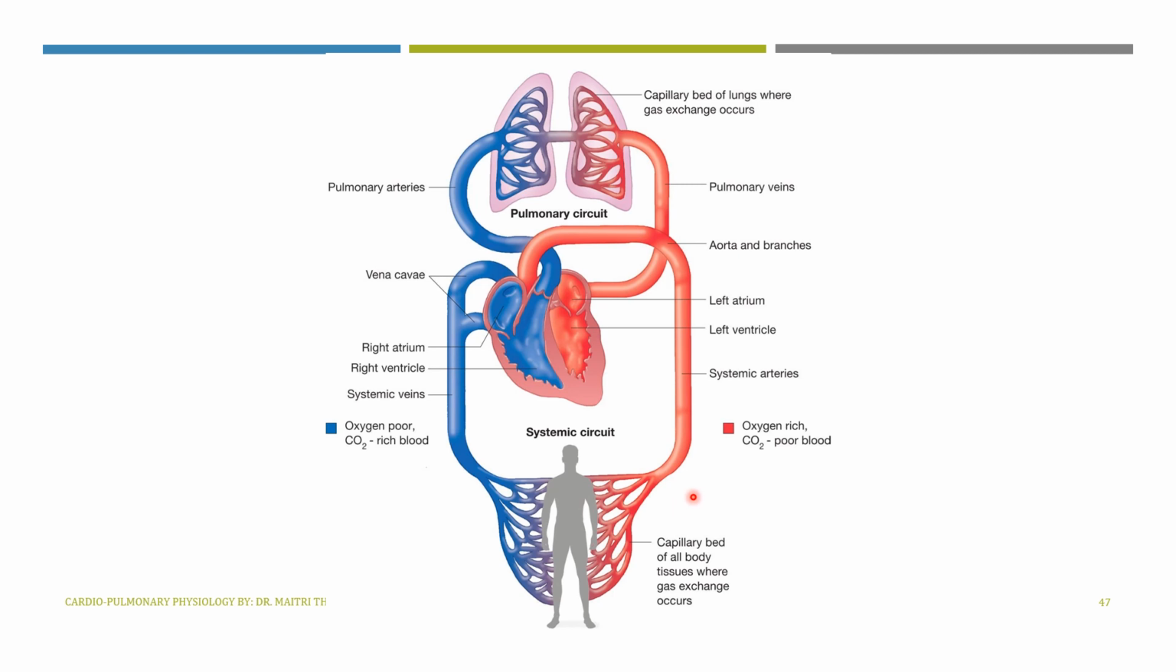So there are two major circuits, the systemic circuit and the pulmonary circuit. The systemic circuit is a high resistance and high pressure circuit, while the pulmonary circulation is a very low pressure and low resistance system. Just remember that.